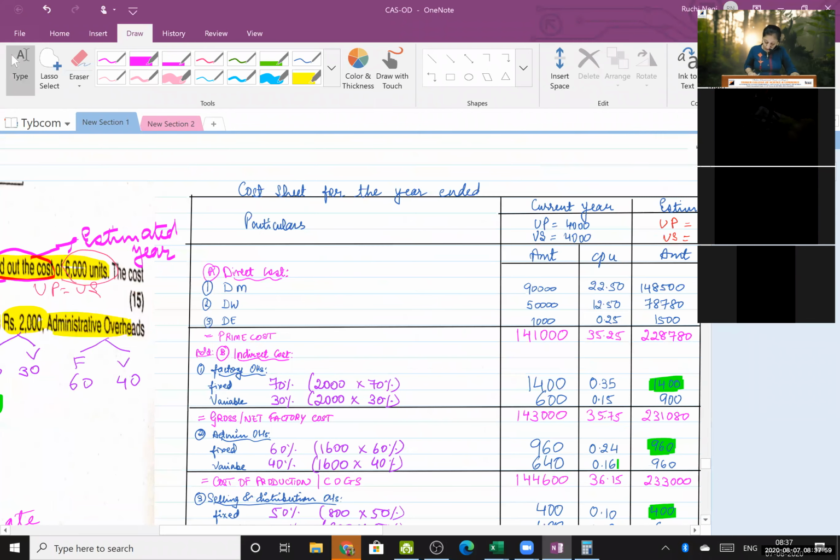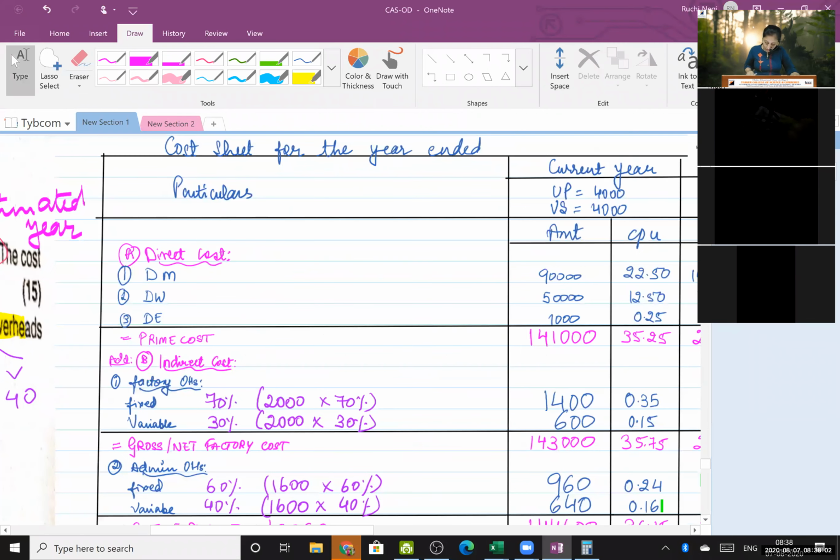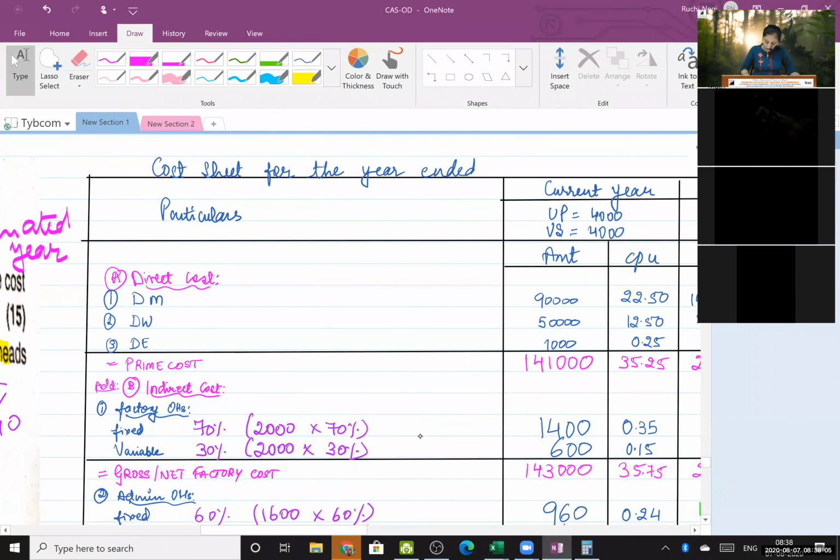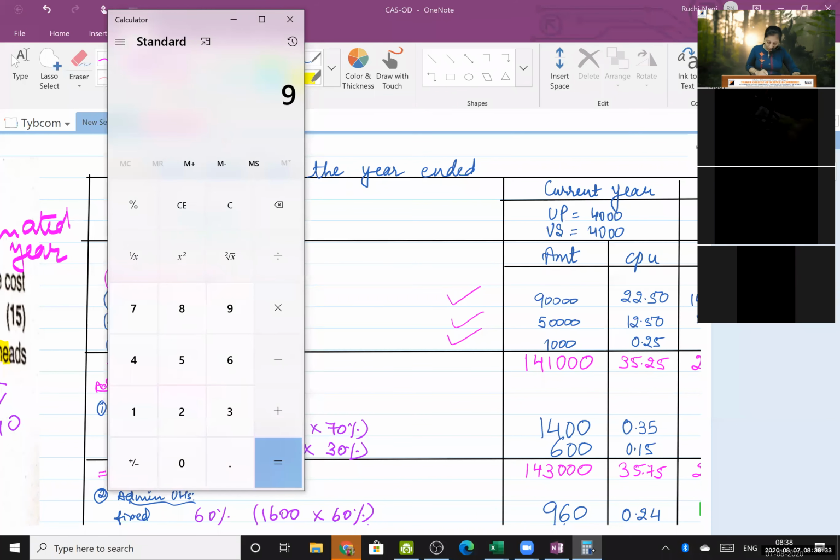Start with the current year. The estimated year, you will do it. Solve the current year. Direct cost: direct material 90,000, direct wages 50,000, direct expenses 1,000. The CPU column you have to find using the shortcut method. So 90 plus 50 plus 1,000 makes it 1,41,000.